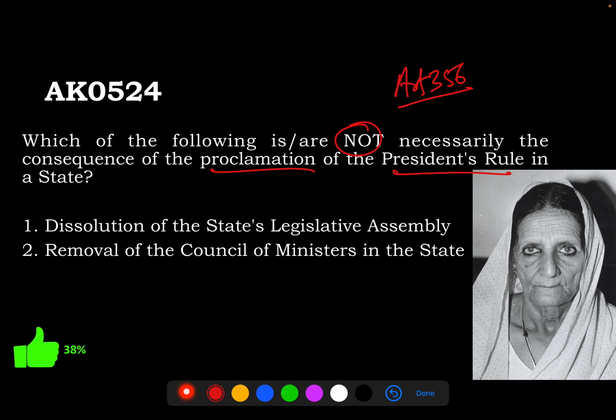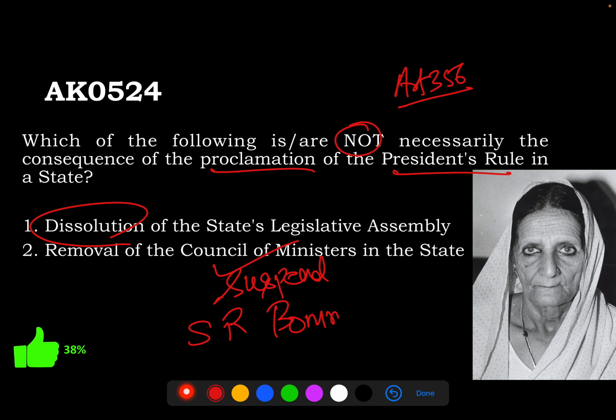So the President dismisses the council of ministers. The President can also suspend the assembly, right? The President can suspend the assembly, but they cannot dissolve the assembly unless the Parliament has approved the proclamation. This was also the judgment of the Supreme Court in the SR Bommai case of 1994. So dissolving the assembly is an optional power.